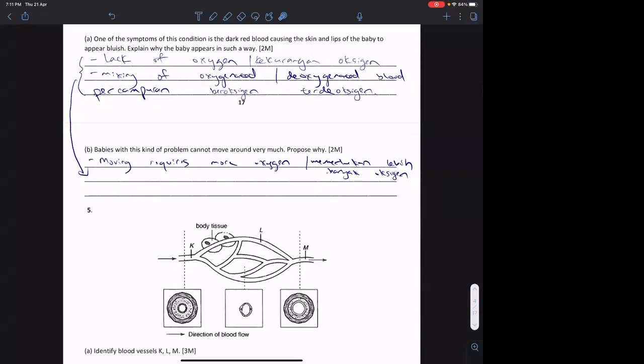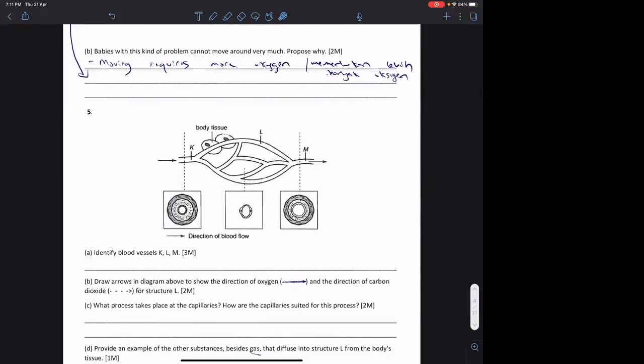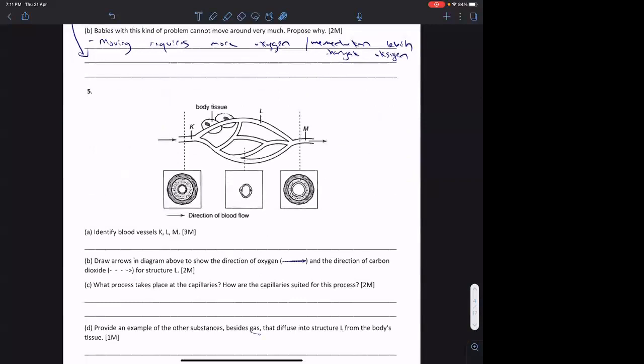All right, so number 5, moving on. Identify blood vessel K, L, and M. Guys, today I will still continue with the lesson, as in we will learn about new stuff today, but let us finish this exercise before that, because we haven't done any exercise in like 2 weeks, right?